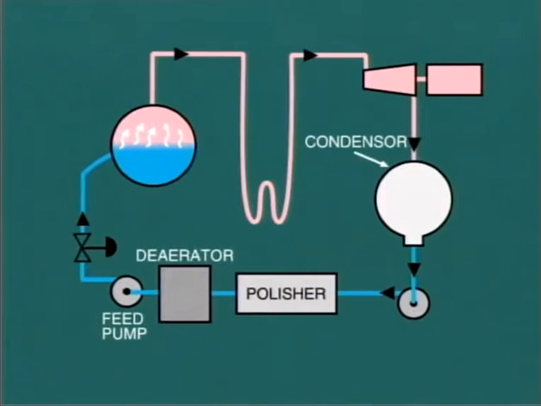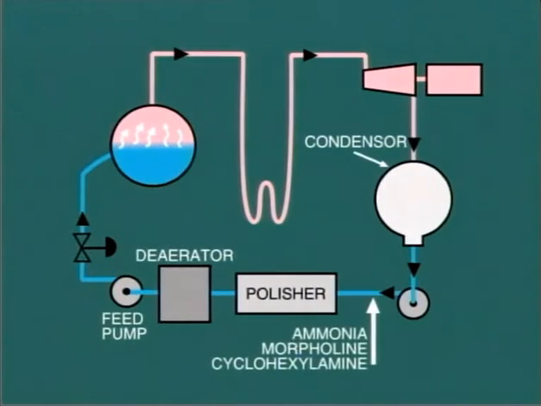So how do we, in this case, control pH value of the boiler water? This is where volatile treatment comes in. A chemical such as ammonia, morpholine, or cyclohexylamine is fed continuously into the condensate system, and this passes right through into the boiler. Once in the boiler, the material vaporizes and passes over with the steam through the turbine to be condensed into liquid once again in the condenser.